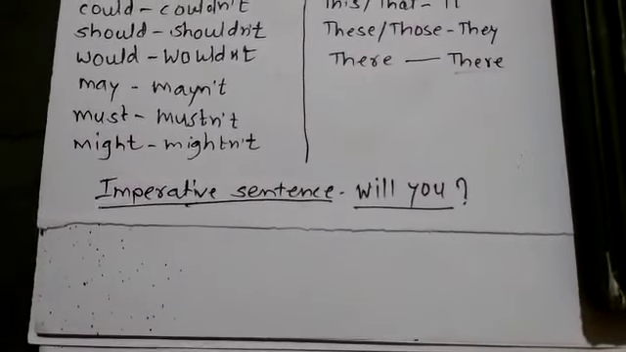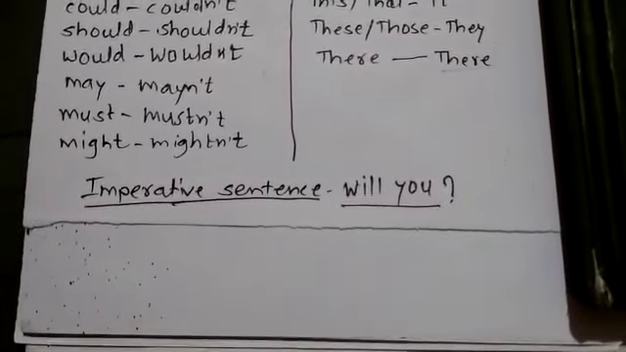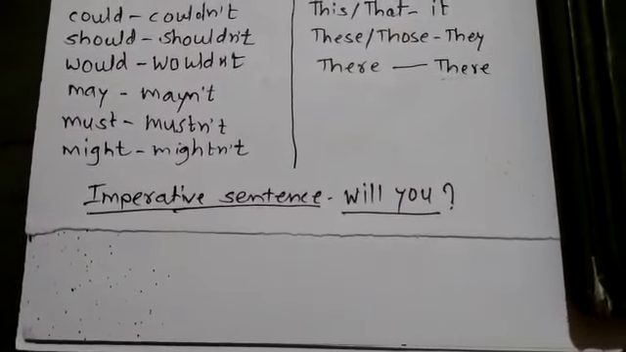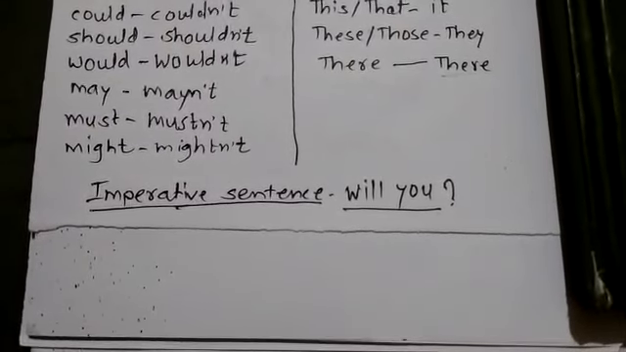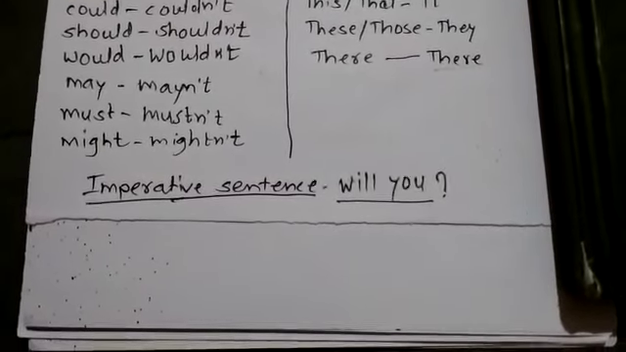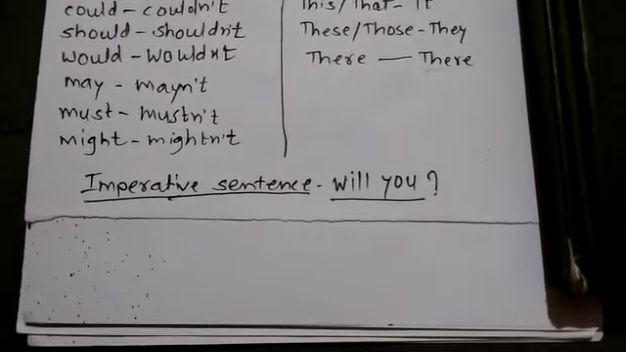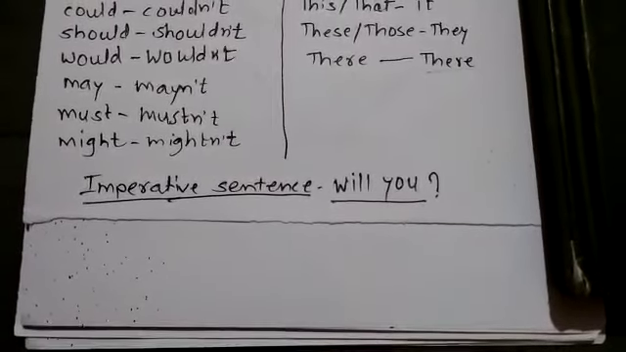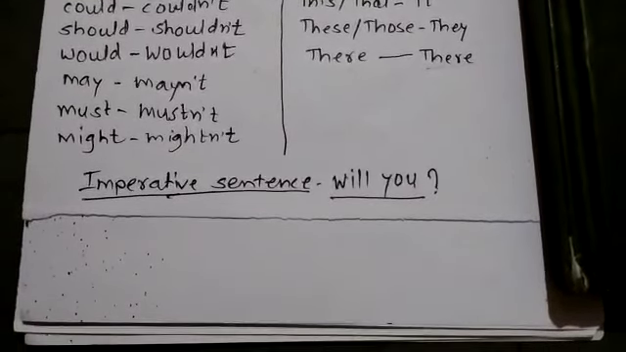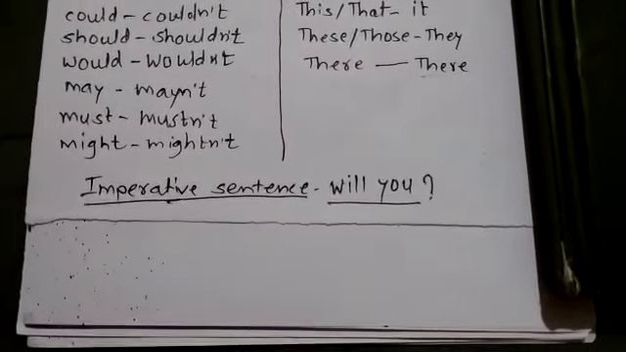But the question tag added will be "will you" only. Like, examples I am going to give you. This sentence was an affirmative one. Take an imperative sentence, like "Study hard." This sentence starts with "study", and study is the verb, that's why it's an imperative sentence. So at the end you will have to add the question tag "will you".